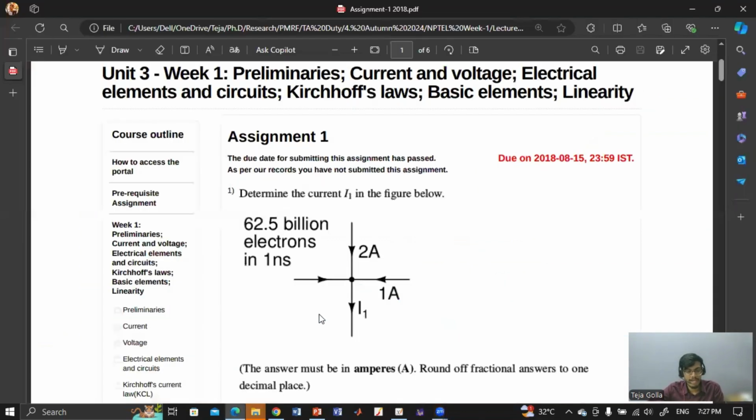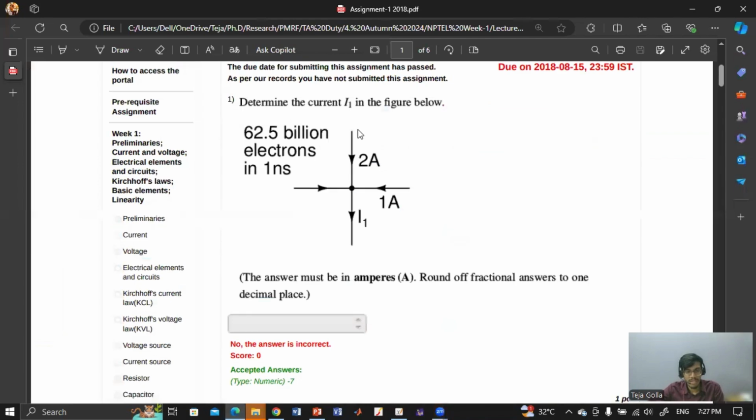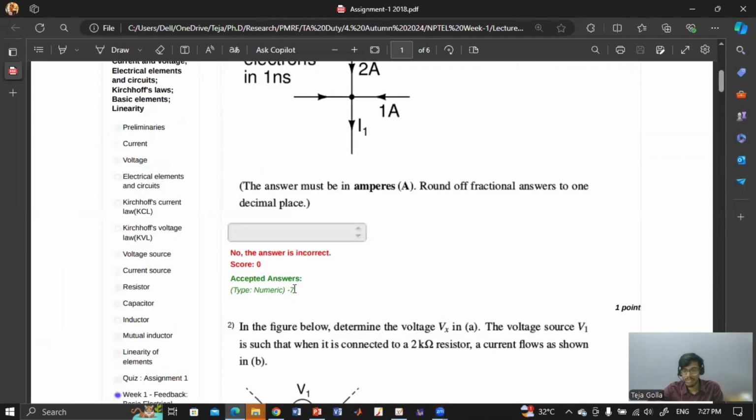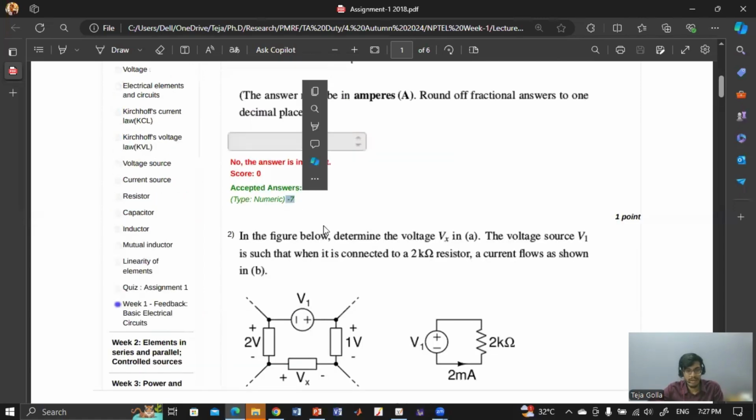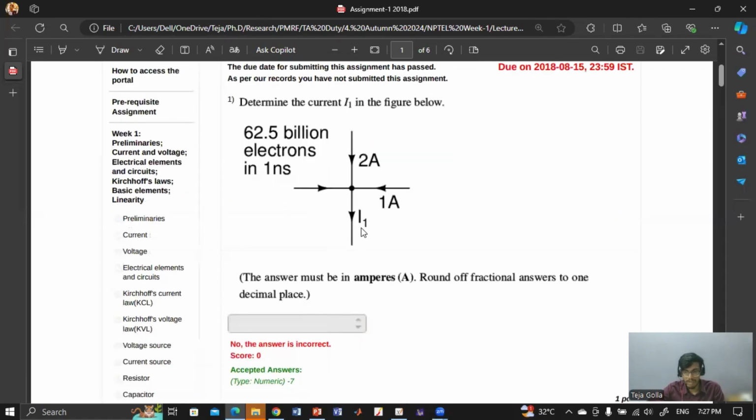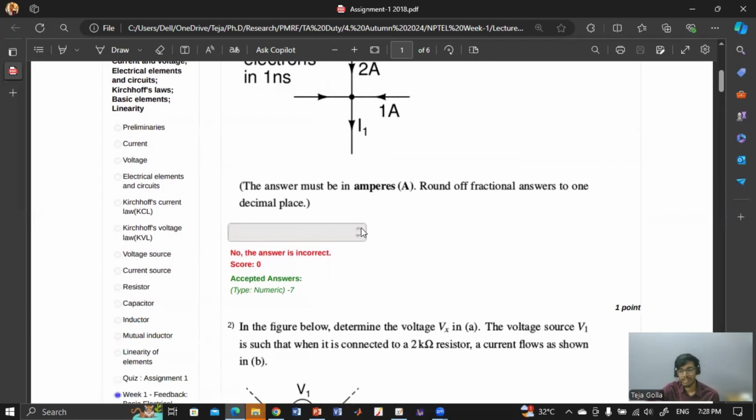But you should be very clear how they have asked. Here, they have asked the value of I1, and the value of I1 is -7. If you enter 7, you will not get marks, and this is very, very important. If you enter 7 and say that the value is the same but I have considered a different direction, you will not get marks, because direction is also important and the value is also important.